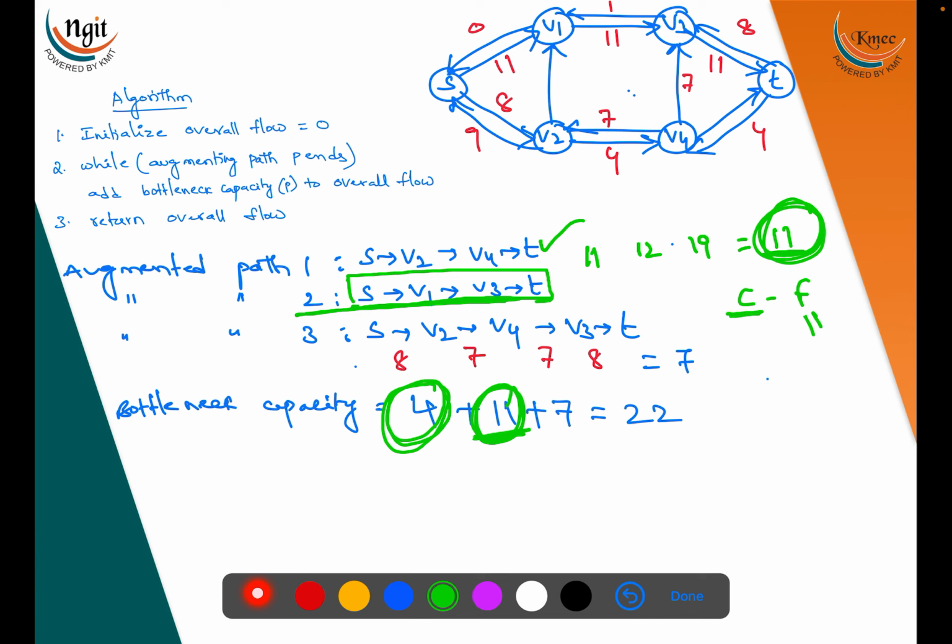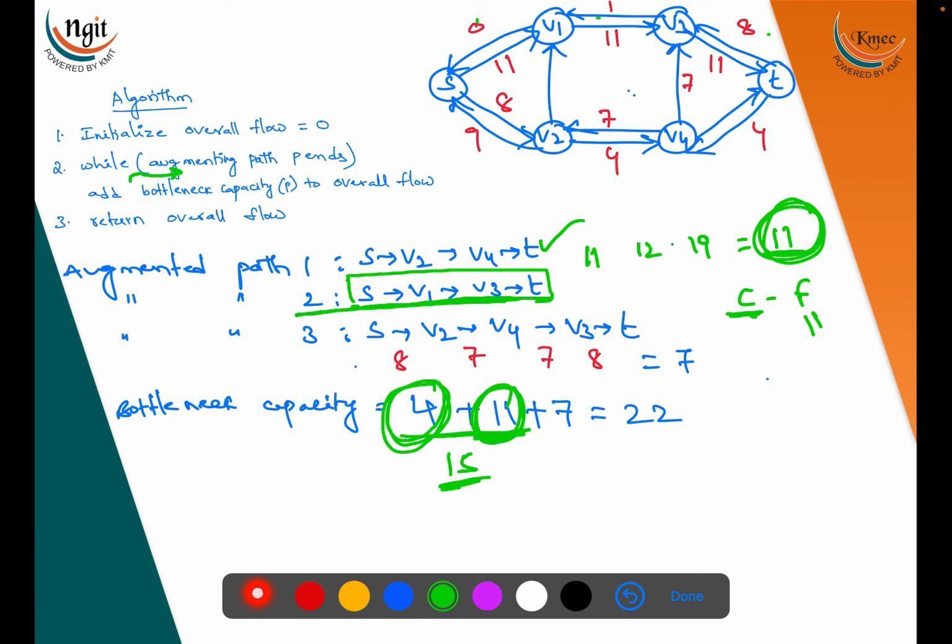So residual capacity is available with the edges. So 11 minus 11, 0. 12 minus 11, it is 1. And here it is 19. 19 minus 11, it is 8. So these are your residual capacities. Now again you cannot fix it as the overall flow. 11 plus 4, it is 15. You cannot say it is the maximum flow. The overall flow is determined when you get this condition fails.